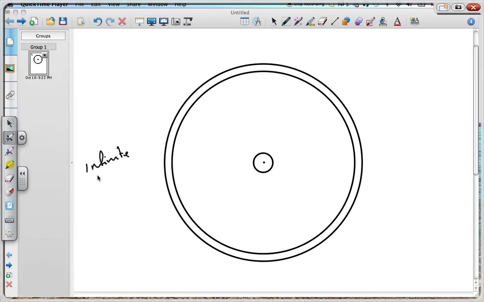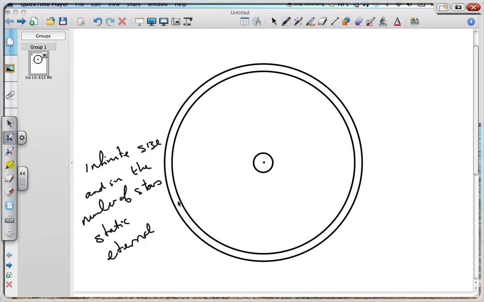There was an infinite number of stars, infinite both in the size and in the number of stars. He also said it was static and it was eternal. So that was Newton's view of the universe.